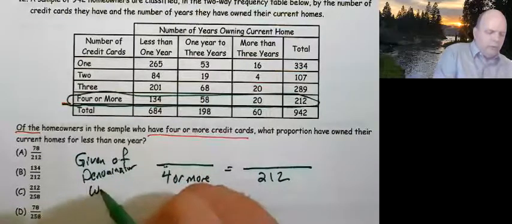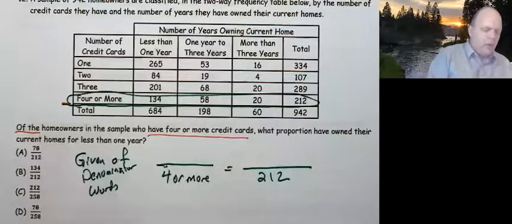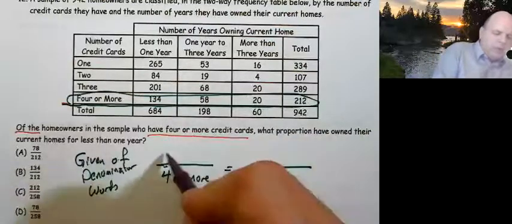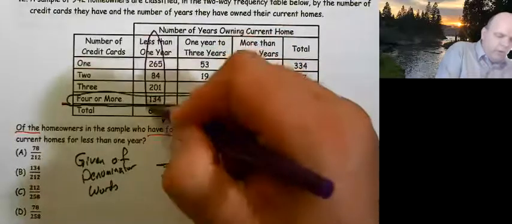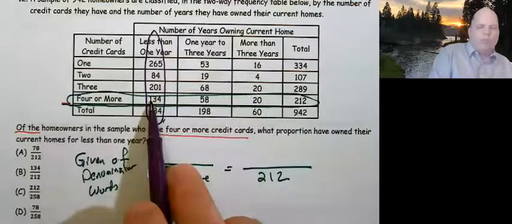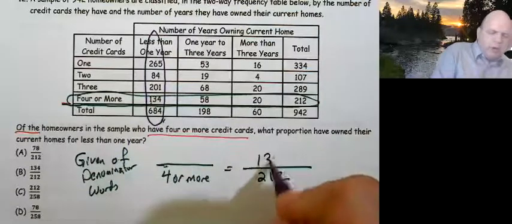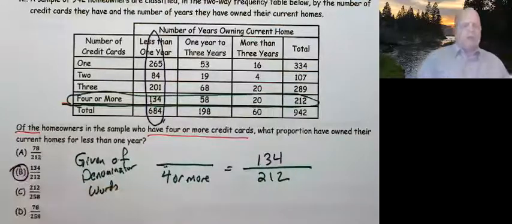Those are denominator words. What proportion have owned their current home for less than 1 year? So I need to go to the less than 1 year column. And remember, it's always the intersection up top. So the intersection's up top. And look, my two streets crossed at 134. So 134 over 212. I like B for my answer on this one.